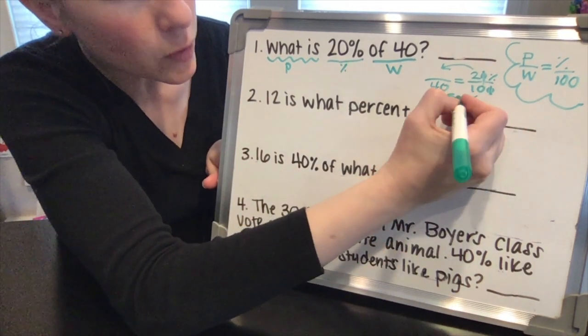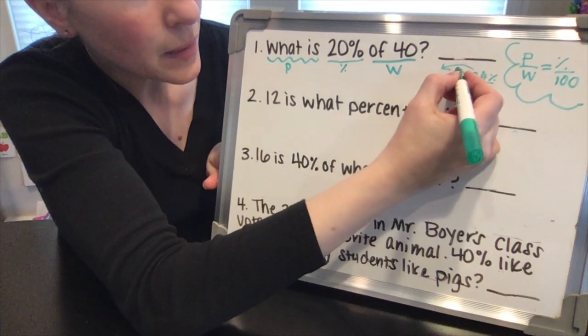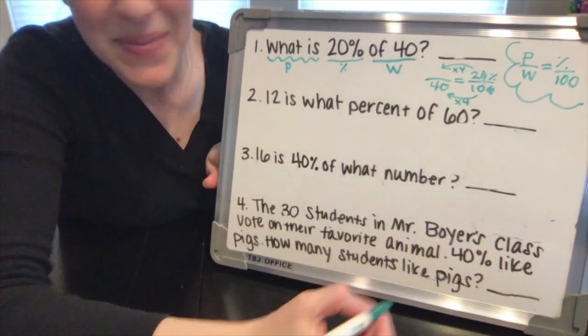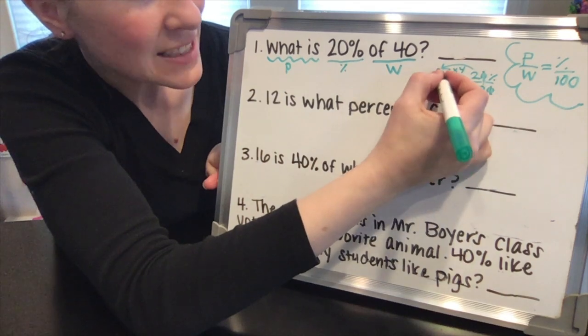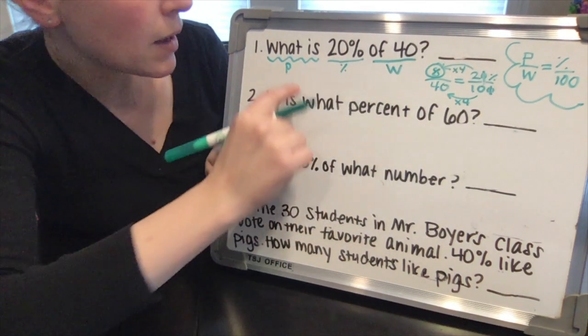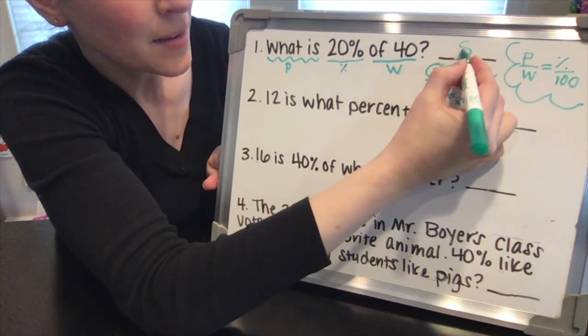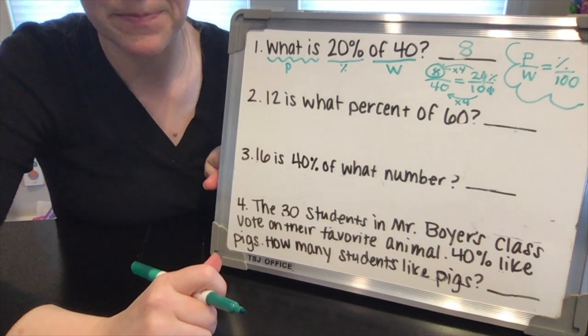So getting from 10 to 40, I know that that is a multiply by 4 relationship. And if I do that to the bottom, I need to multiply by 4 on top. And I'm going to get that 2 times 4 is 8. I'm going to circle that. That's what I solved. So if I go back to my problem, it says, what is 20% of 40? And my answer is, the missing piece was 8.